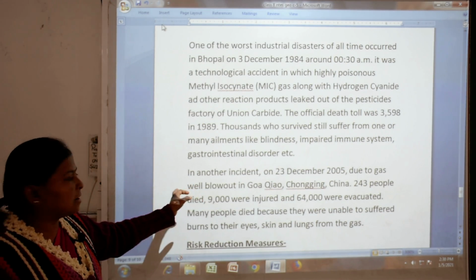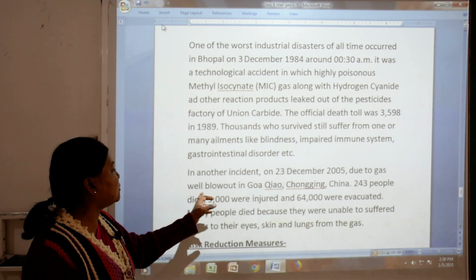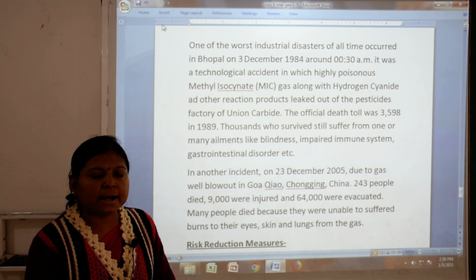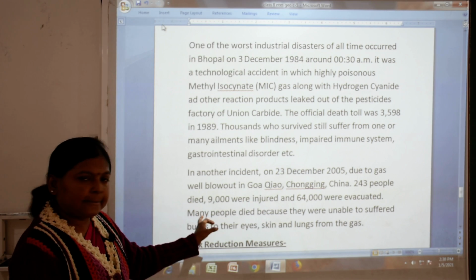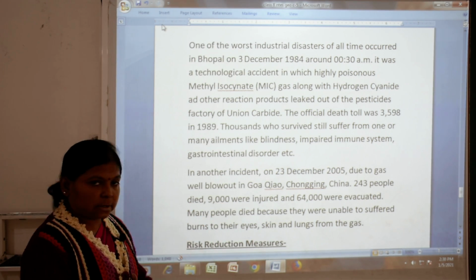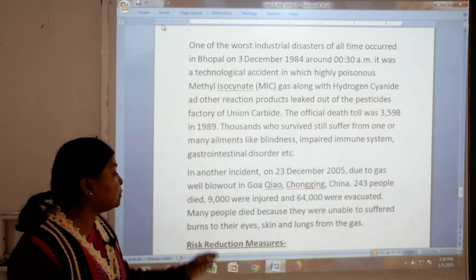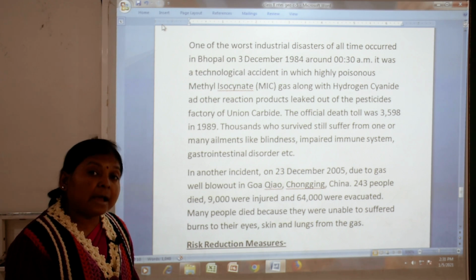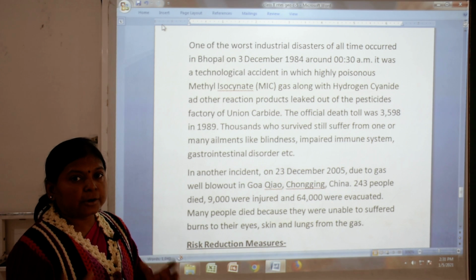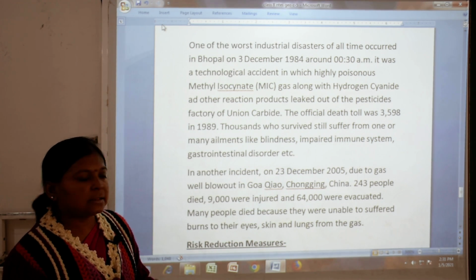Another industrial disaster happened on 23rd December 2005 due to a gas well blowout in Gao, called Chongqing, in China. 243 people died, 9,000 were injured, and 64,000 were evacuated. Many people died because they were unable to bear the burns to their eyes, skin and lungs from the gas. So we have to be very careful, and we have to adopt measures so that this type of accident will not appear in the future.